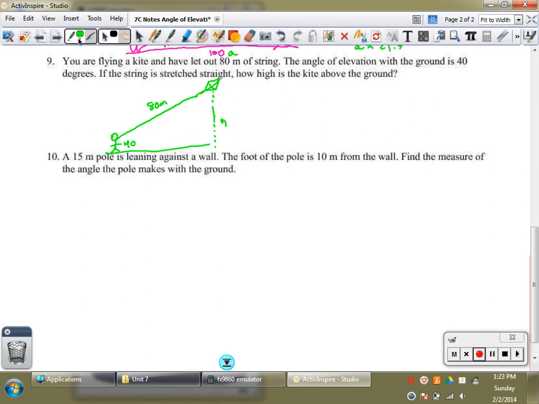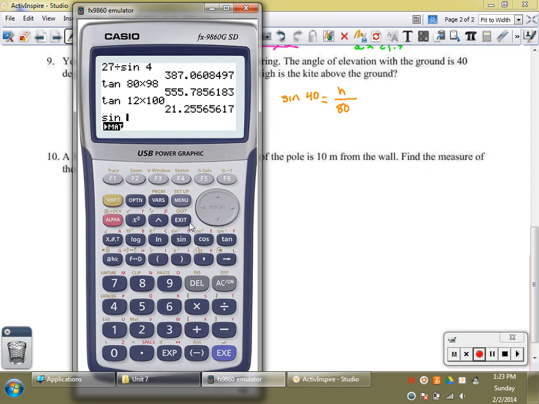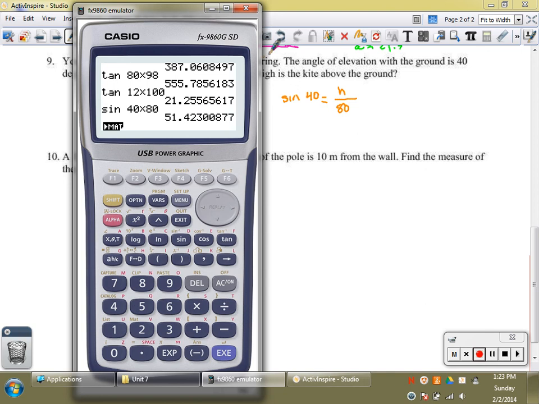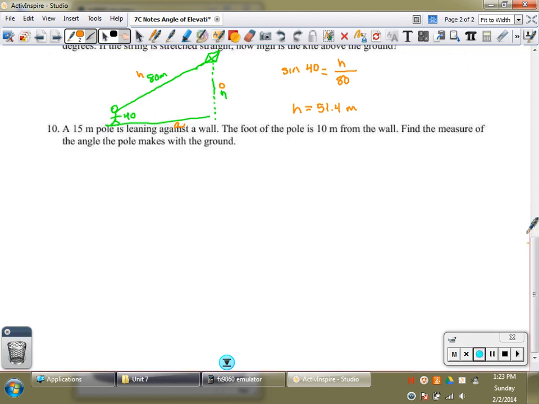So let's label what we got. This is opposite. Hypotenuse and adjacent, this is sine. The sine of 40 is the height over 80. All right, so in our calculator, sine of 40, times 80 is 51.4. So the height is 51.4 meters.